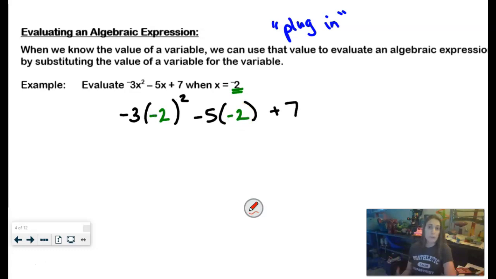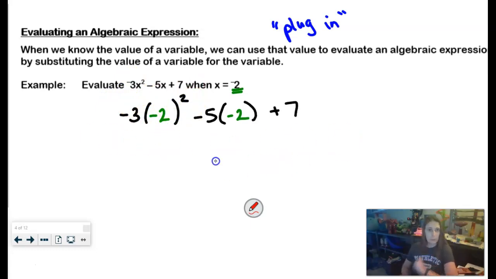Oh boy, this would be a good candidate for grabbing a calculator. If you were to grab your calculator right now and crank all this in exactly how we just wrote it down, with the parentheses and everything, you're going to get the right answer. The kid who doesn't put parentheses right here around the negative 2 squared, that's where the mistake happens.